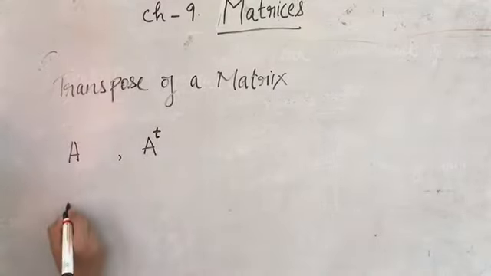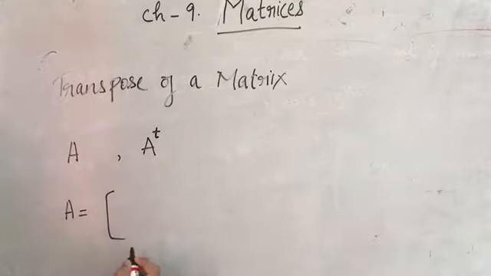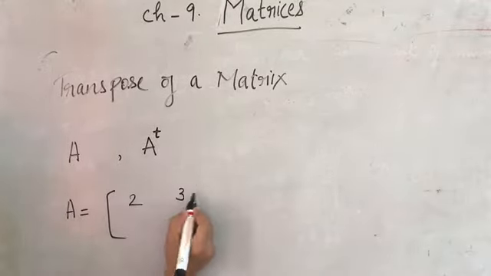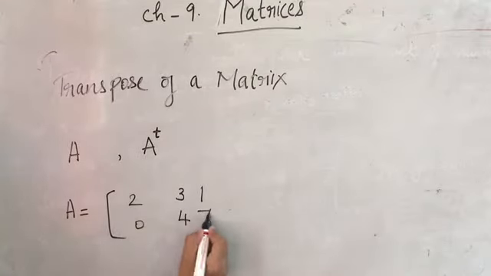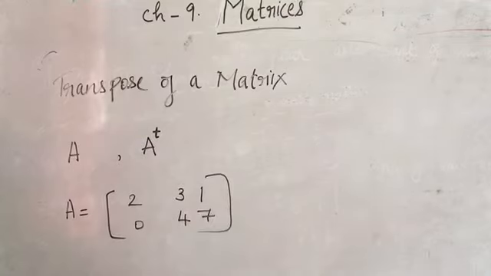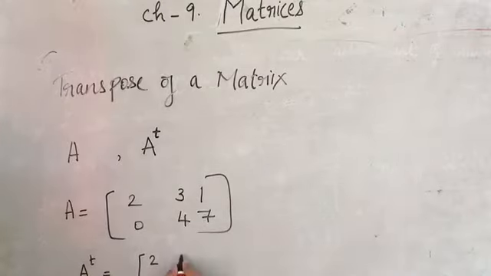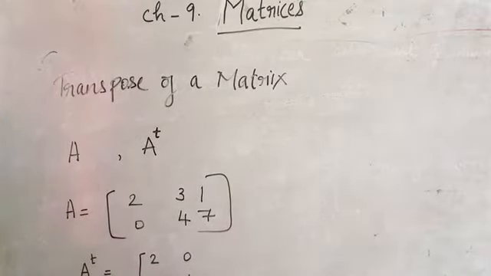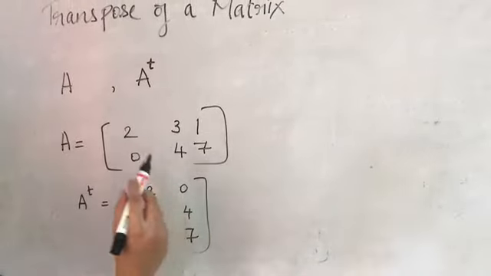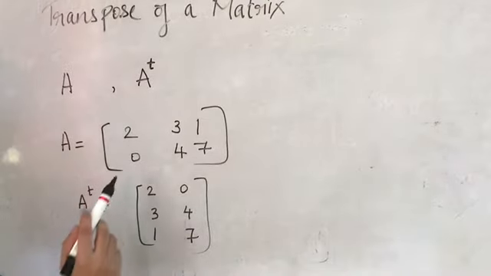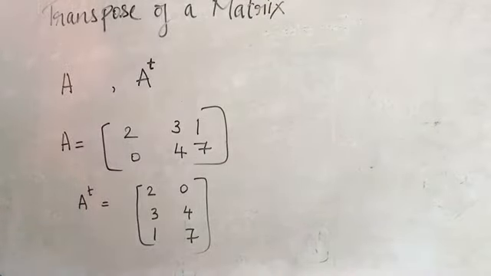For example, if A equals to 2, 3, 1, 0, 4, 7. Then A transpose will be equal to 2, 3, 1, 0, 4, 7. So the rows become the columns here, and the columns become the rows in this case. That is what interchanging the rows and columns is called as the transpose of a matrix.